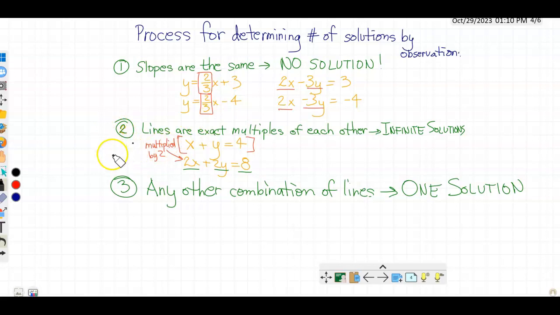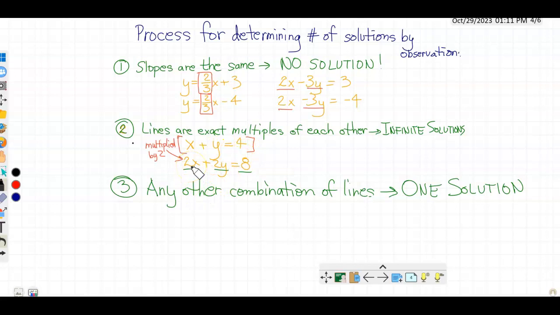Our second case that you look to go through is the lines are exact multiples of each other. Not one term, young people, not two terms, but all three terms have to be multiples of each other. You can see in this equation, we have x plus y equals 4.